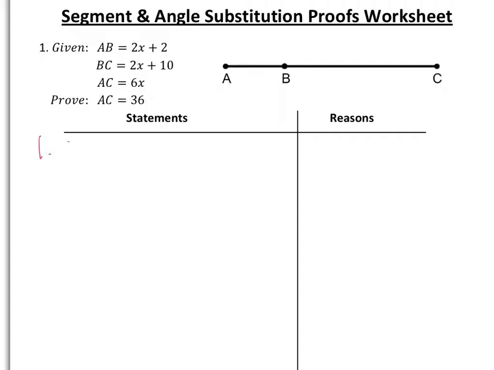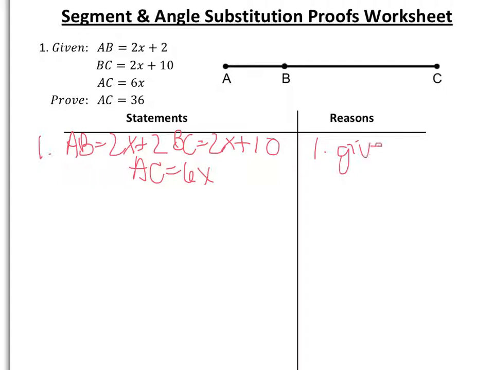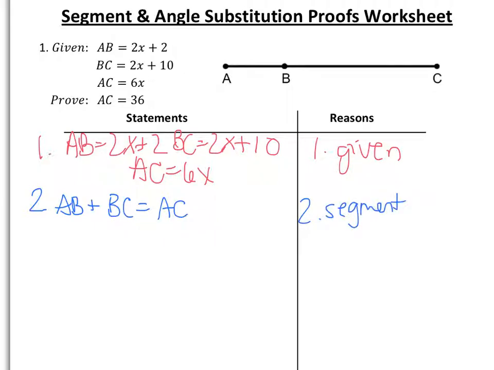So we start with our given. Excuse my terrible handwriting on the iPad. Alright, so the first ones are given. Second step, segment addition postulate. We know that, so we take AB plus BC equals AC. So that would be the segment addition post. Third step, we need to substitute.